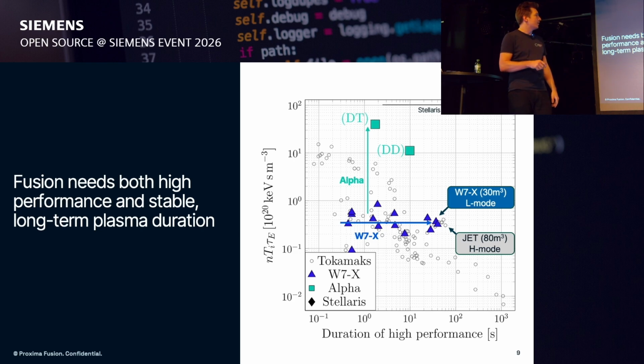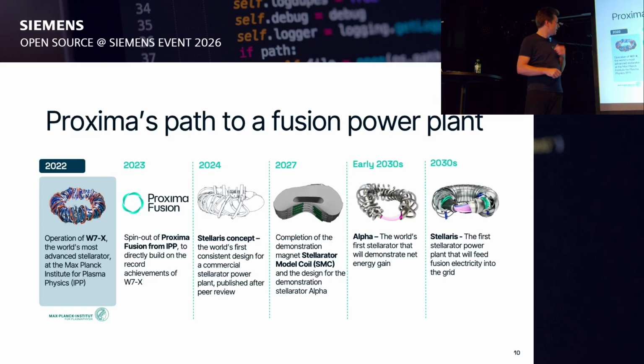And then with Stellaris, we go again along the horizontal axis, but this means that we can demonstrate basically the technology already in Alpha, and this little bit of vertical increase simply comes from Stellaris being a bigger machine. It's not a different technology anymore, which means that a lot of the engineering learnings that we will acquire during building Alpha will immediately carry over to Stellaris. Here's our roadmap, how we see this.